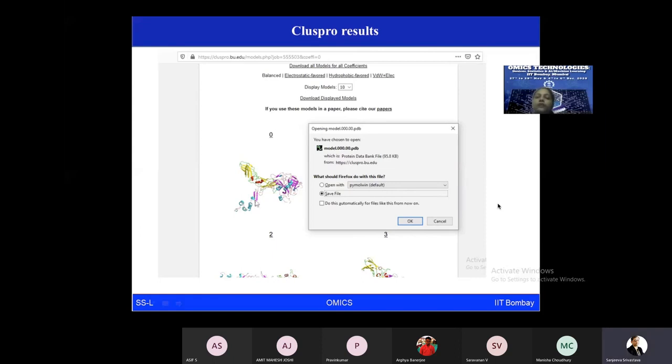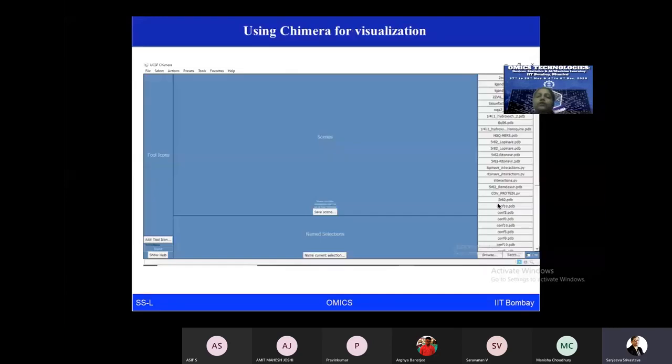We have an option of downloading these files, these complexes. So if you just click on 0 or 2, any of these, the model will get downloaded in the PDB file format, which we can further save in our system and analyze using other software. Now we will go for the visualization of the complex that we have obtained.